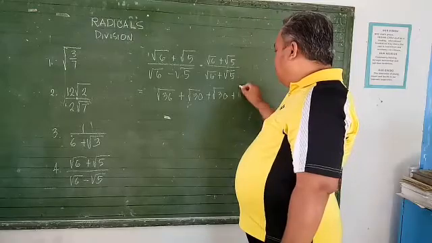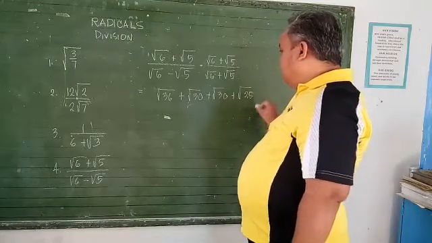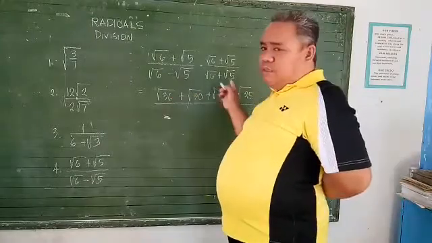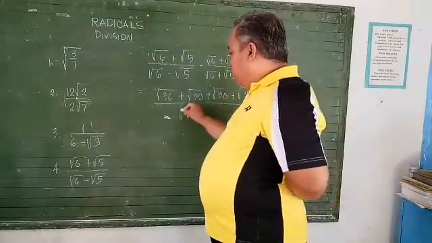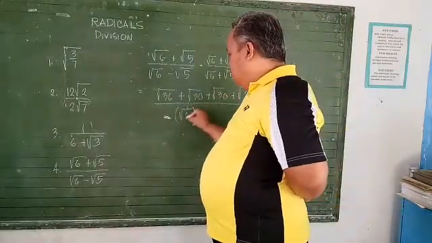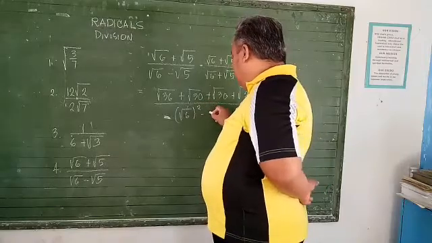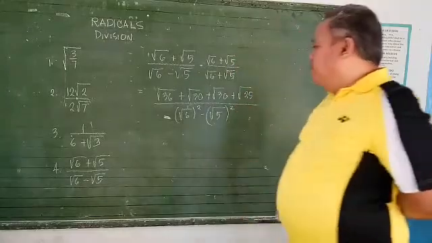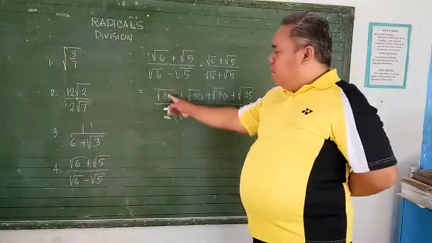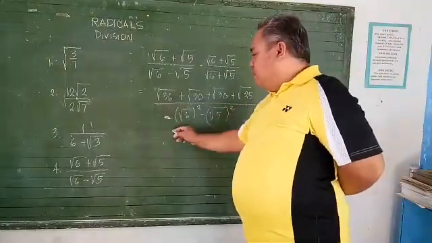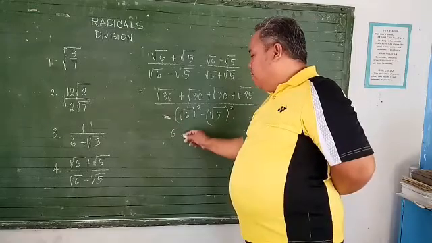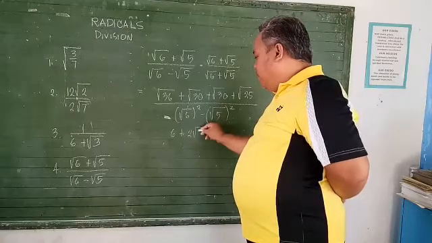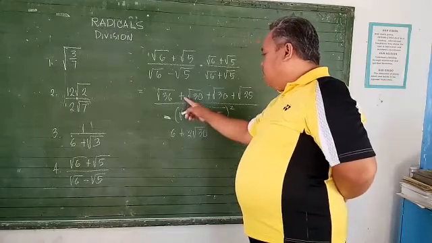That is square root of 25. And then at the bottom, since it's a sum and difference of two terms, it will give you square root of 6 squared minus square root of 5 squared. This is a perfect square, it will give you 6. Then plus 2 square root of 30, because 1 here and 1 here.